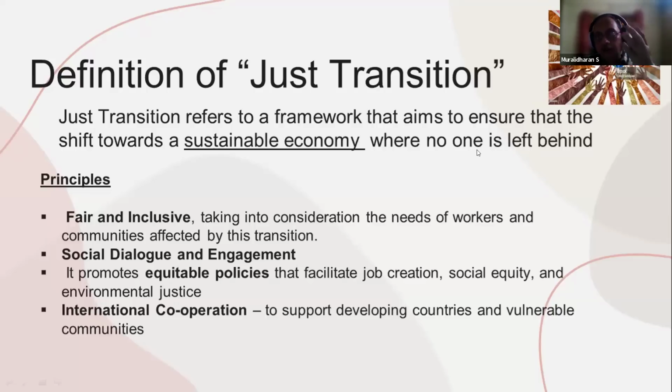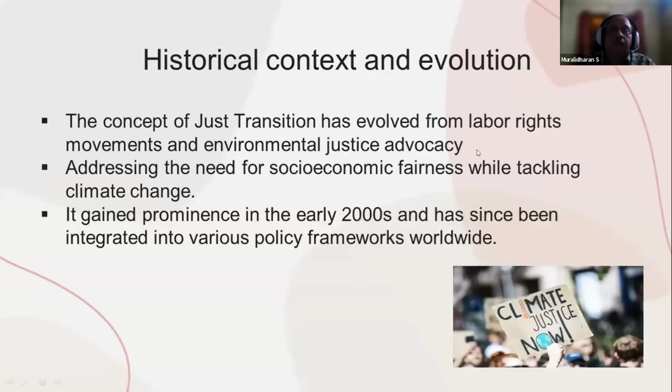Some, maybe the global north, may be rich and the global south may not be rich. So support to developing countries and vulnerable communities becomes important. It may be a small island nation in one corner of the world. They also have to go through this just transition process, otherwise they will be left behind. So the idea is that of a mutually beneficial relationship, which is emphasized in the just transition.